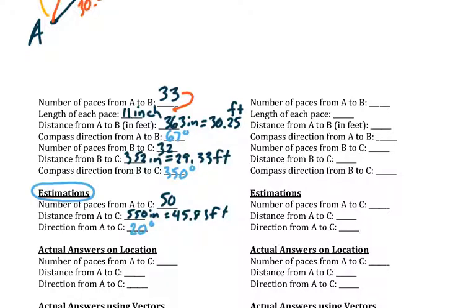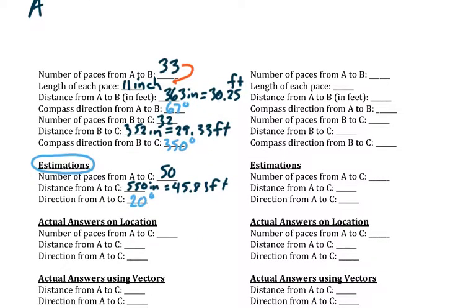And then I walked it. When I walked it, I counted my paces, and it actually took me 52 paces to get there. I was pretty close, which means my distance, if I multiply that by 11, is about 572 inches, which, in terms of feet, would be about 47.67 feet.